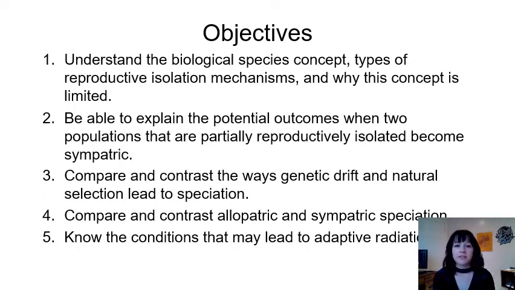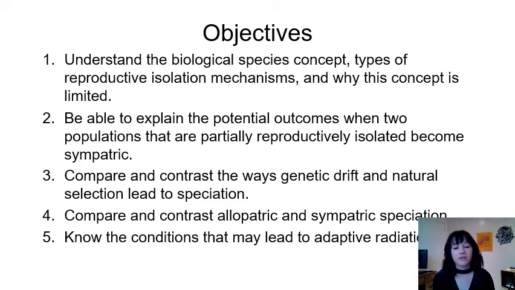There are 5 objectives for this chapter. First, to understand the biological species concept. What is a species? What are reproductive isolation mechanisms? And why our definition of species is limited. There's some problems with it.